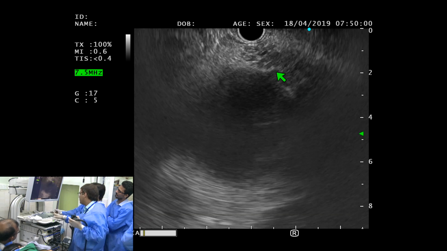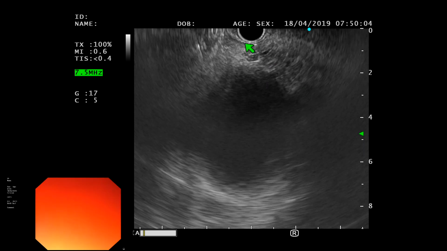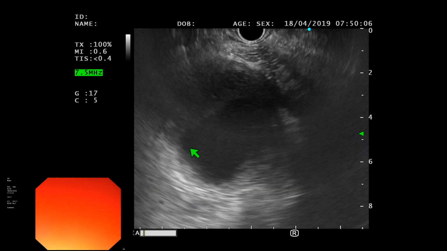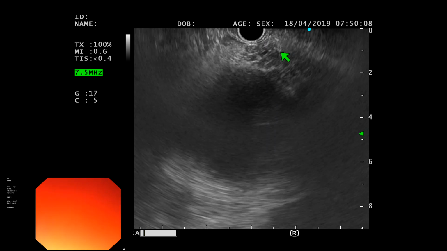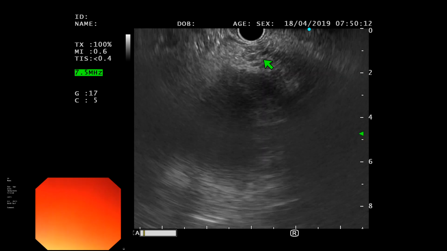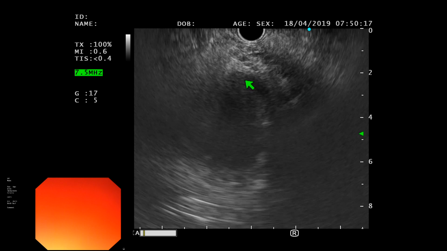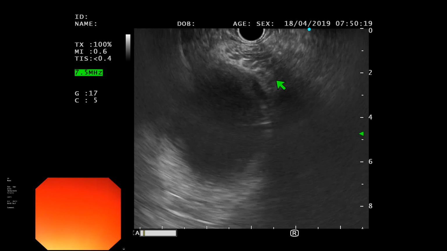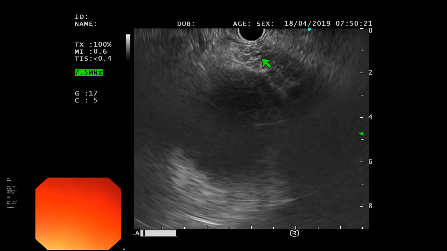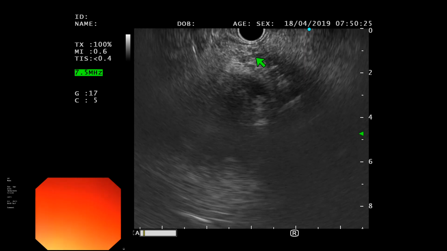Here you can see the pancreatic duct right here. This is the pancreas. This is all cyst here. The pancreas is kind of atrophied, with features of chronic pancreatitis. So I'm going to pay attention to the pancreas and forget the cyst for a minute. Here you see the pancreas right there. The duct is right in the center.